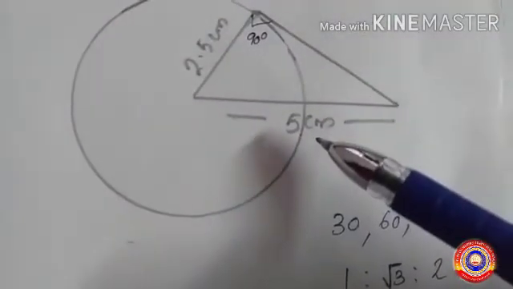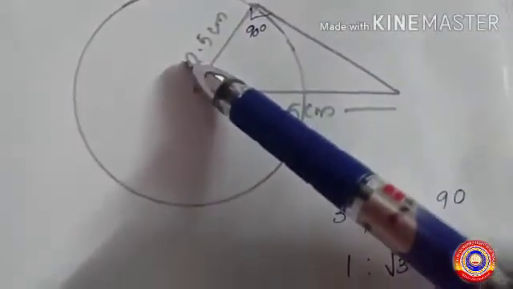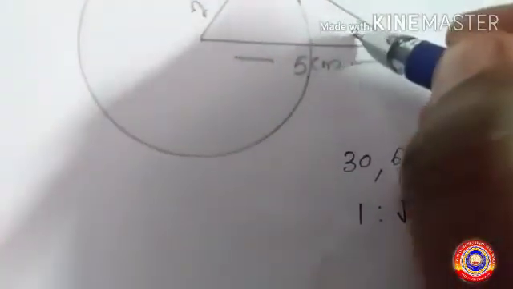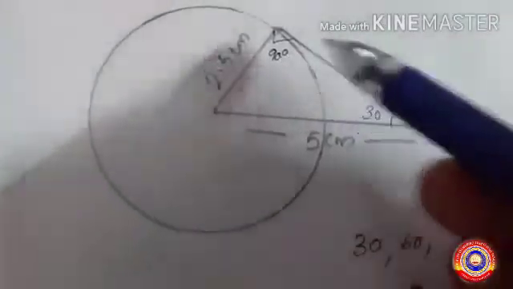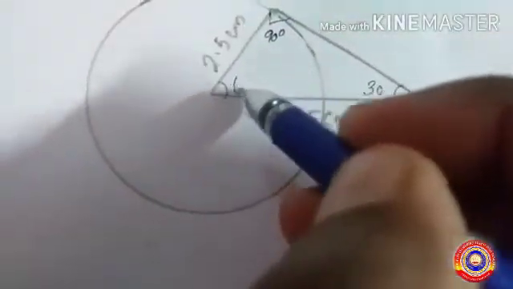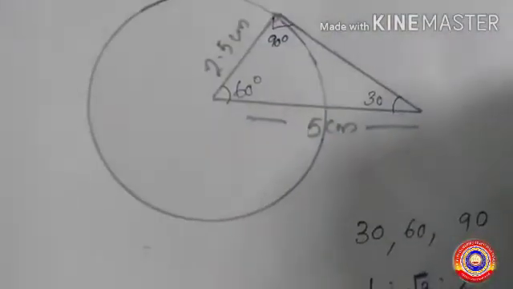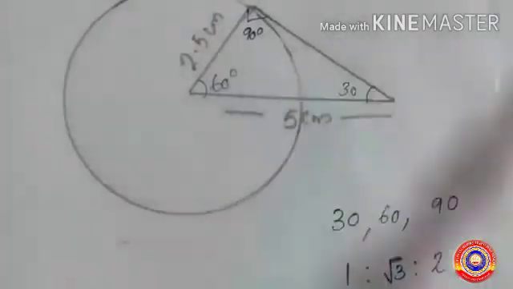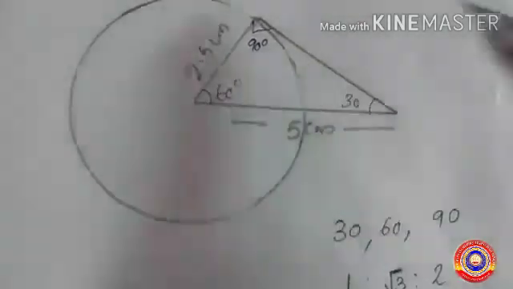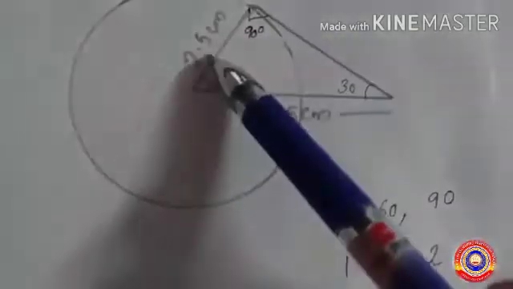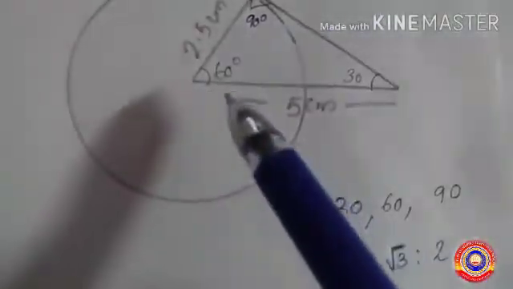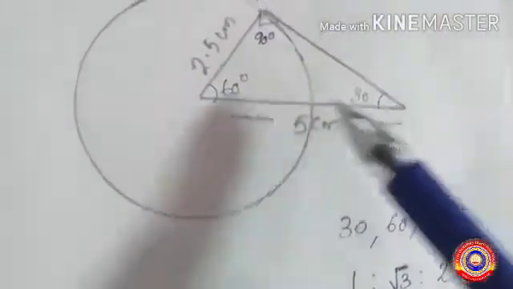Here, the side opposite to 90 degree is 5 cm and the radius is half of 5 cm. The angle opposite to 2.5 cm is 30 degree. Here we get two angles, so its third angle is equal to 60 degree. Here, radius equal to 2.5 cm. First we have to draw a circle using this radius. Then we have to draw this triangle. So let's start.